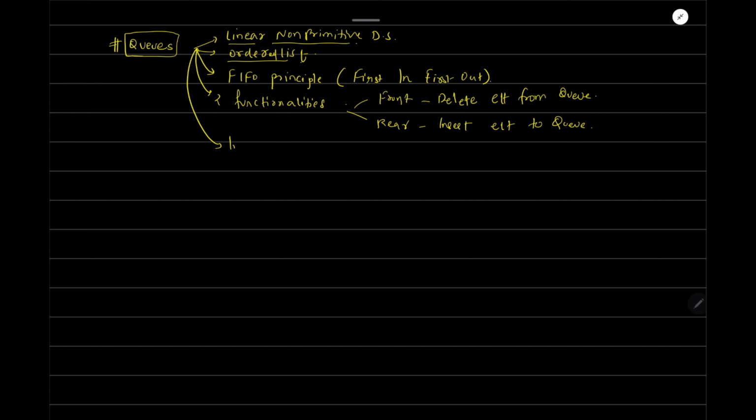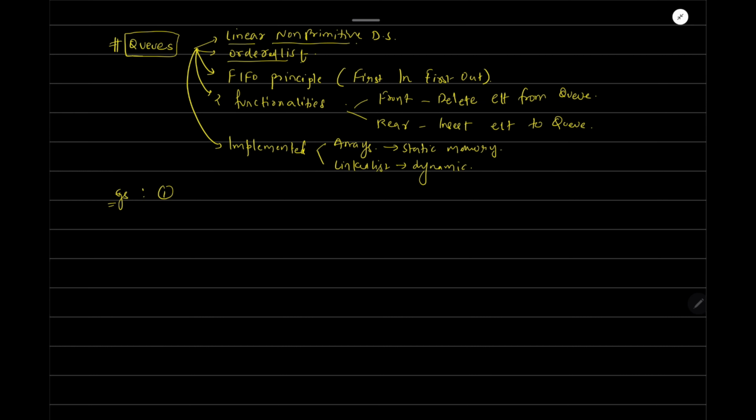And it is implemented in two ways: using arrays, and using a linked list. Arrays use static memory, whereas using a linked list we can have dynamic memory allocation. Before going to the structure of a queue, let's understand some practical examples and some computer related examples.